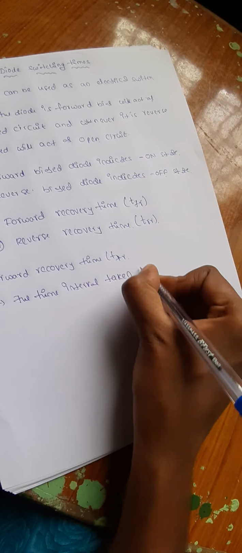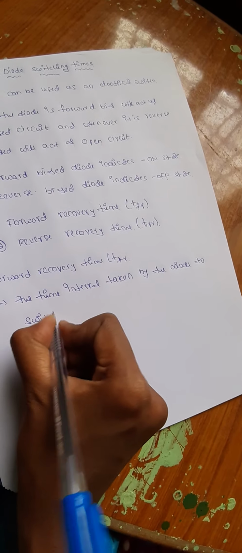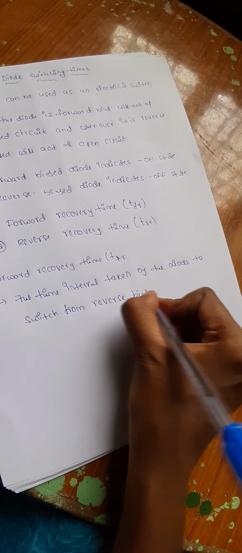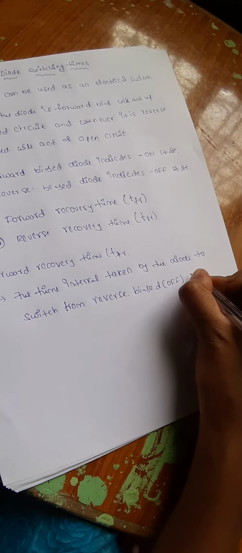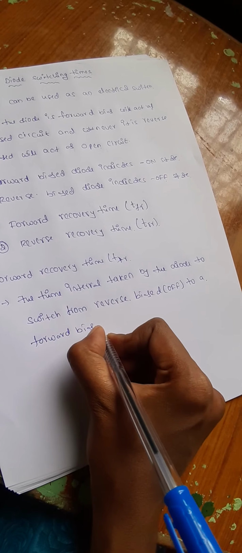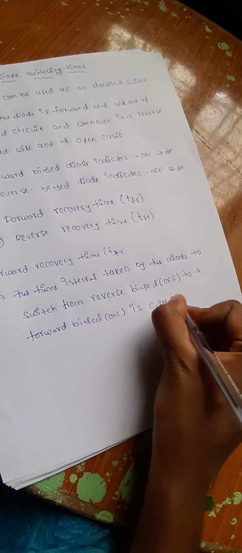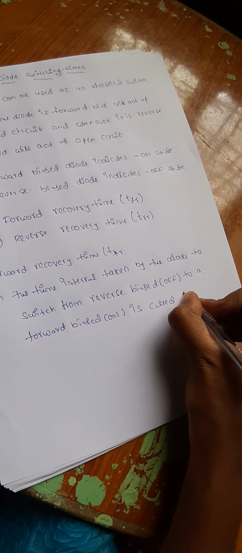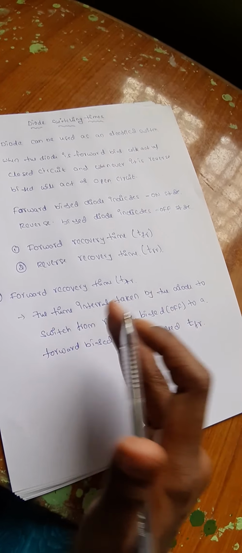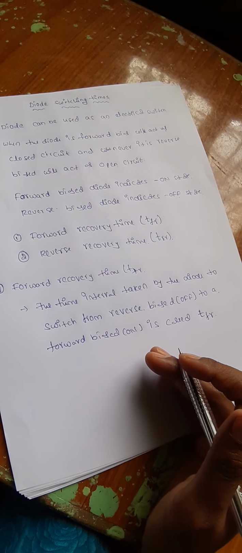The time interval taken by the diode to switch from reverse bias, which is the off state, to forward bias, which is the on state, is called the forward recovery time, TFR. In the practical sense we require some amount of time to switch from reverse bias, the off state, to the on state. That time we call the forward recovery time.